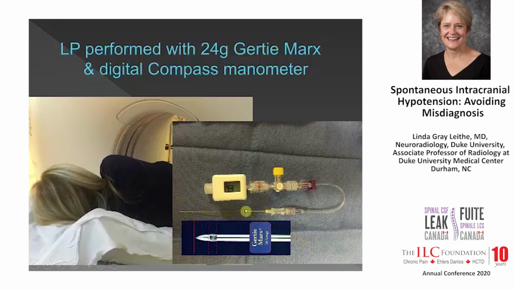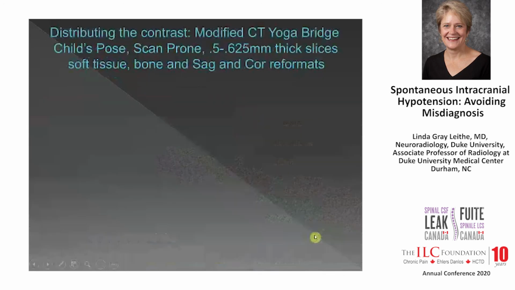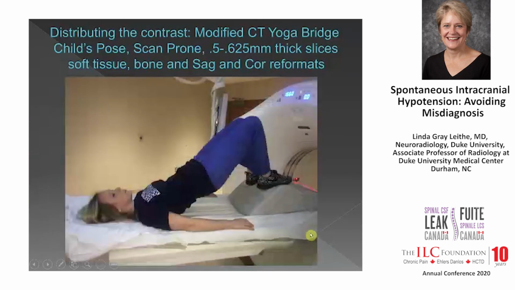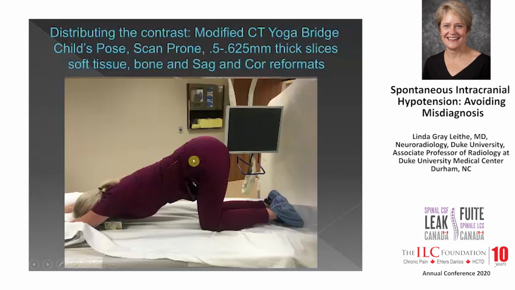So how do we put in the contrast, how do you get the contrast to move when you have a patient on a table that does not tilt? Well, you can do some modified yoga maneuvers, and you can just have the patient do a pelvic lift, and the contrast will run right down. And you can also put the patient in a position like this with their head down and their hips up, and the contrast will run down into the base of skull, so you can even do a cisternogram. We scan the patients prone on the table at 2.5 and then render them at 0.5 to 0.625.